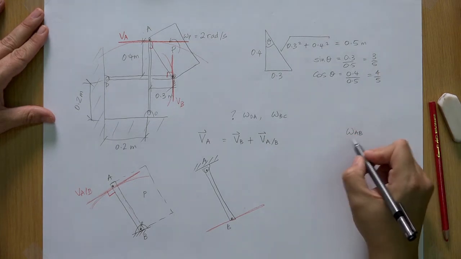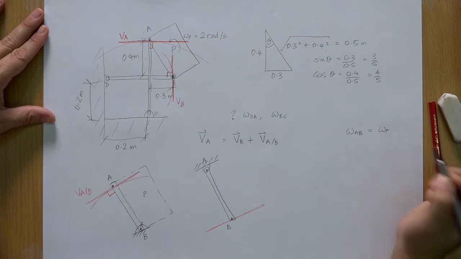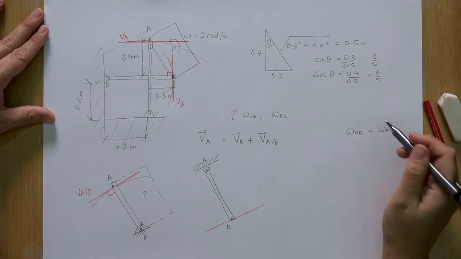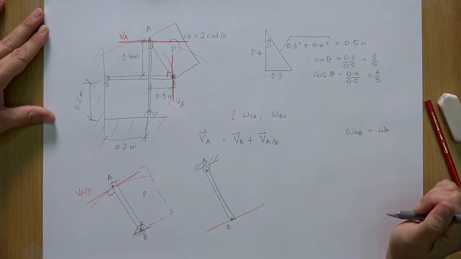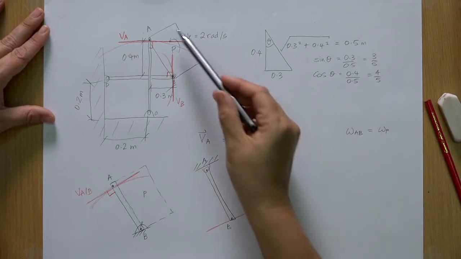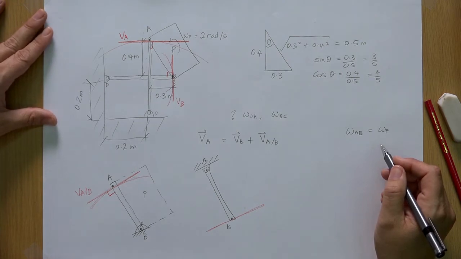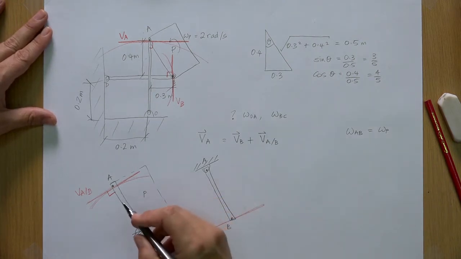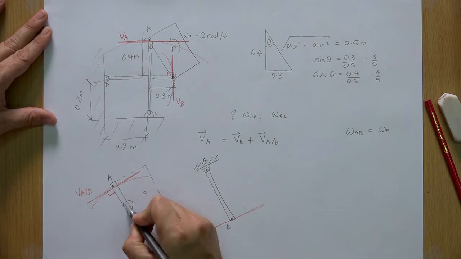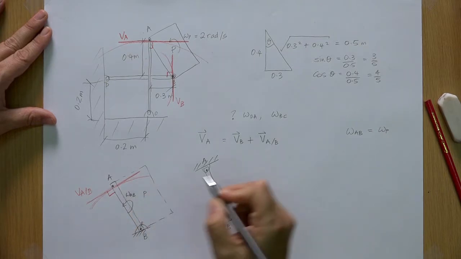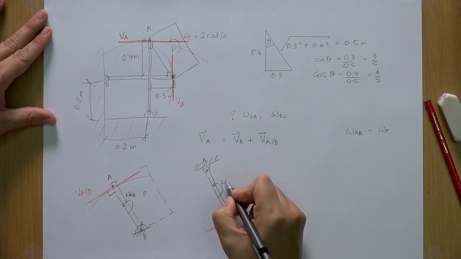Omega AB must be equal to omega P, because omega AB are 2 points on the same rigid body. All lines on the same rigid body have the same angular velocity and the same angular acceleration. So I know that omega AB is counterclockwise.